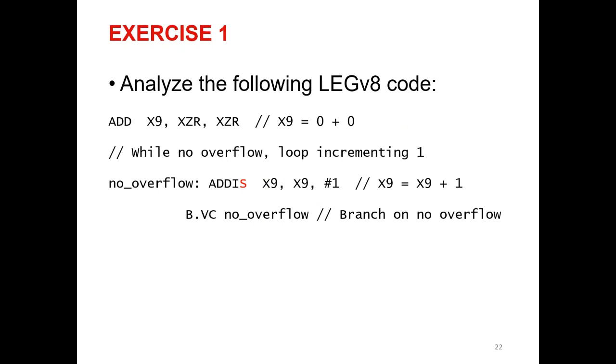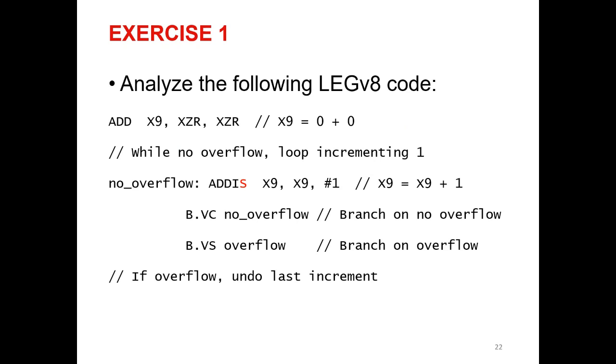Okay, makes sense? And then at some point, this will not happen. So we will have overflow. And what will happen is that this instruction will not branch, but this instruction will branch because the overflow flag will be set and we will branch to a part of the code in which we have the overflow. And what we do is just subtracting 1 to the register 9, which was the last increment, the one which produced the overflow. Okay, makes sense? So basically here we are undoing the last increment in order to have the value right.